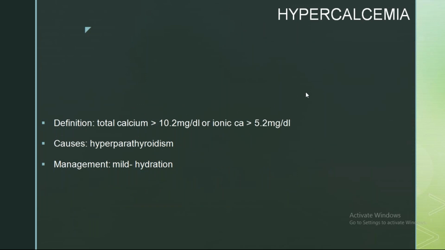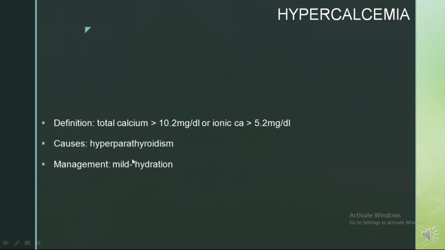So coming to hypercalcemia, the normal total calcium is 8.5 to 10.2. More than 10.2 total calcium is known as hypercalcemia, or ionic calcium more than 5.2. The most common causes include hyperparathyroidism, hypersecretion of parathormone.